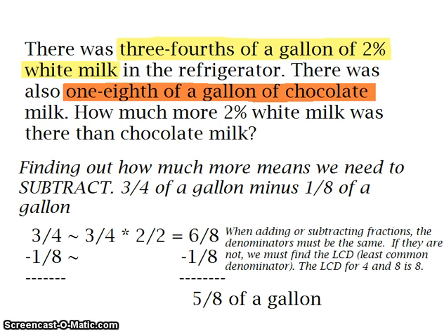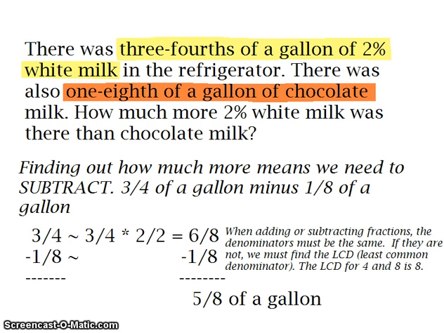So in order to have 8 as my denominator, where there's a 4, I need to multiply 3/4 times 2 over 2. I'm going to multiply my numerators. 3 times 2 is equal to 6. And I'm going to multiply my denominators. 4 times 2 is equal to 8. So now my denominators match, or they are alike.